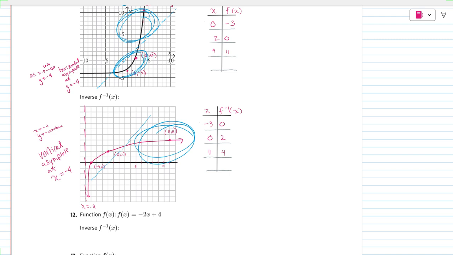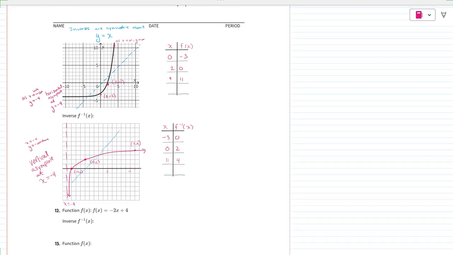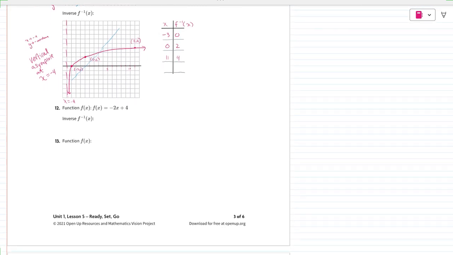Instead of the top side of that y equals x line, I'm seeing it on the bottom side of that y equals x line. So for visual learners, it's a little bit quicker just to look at the graph and flip it over that line. And we'll do that for the next problem.